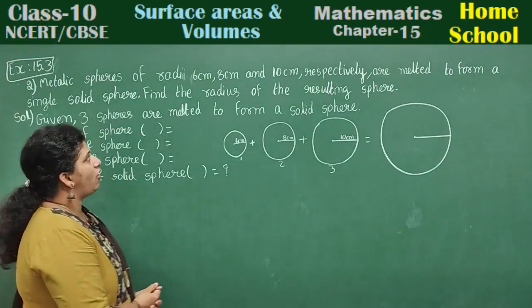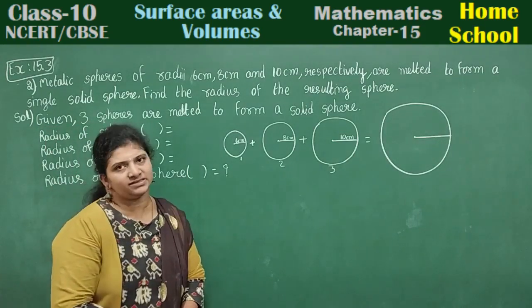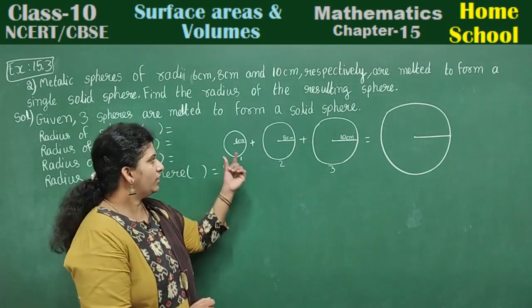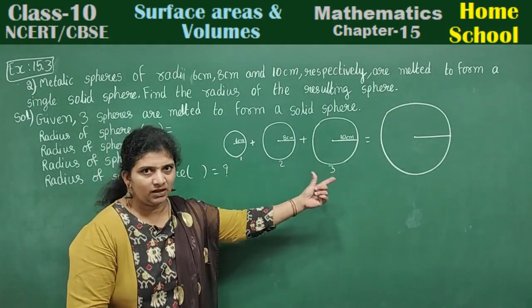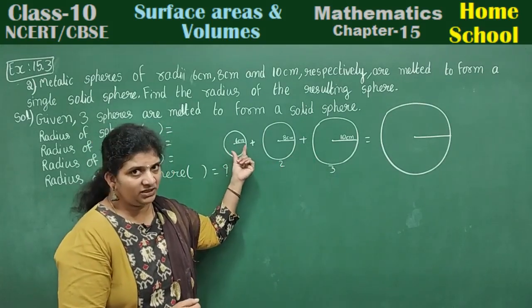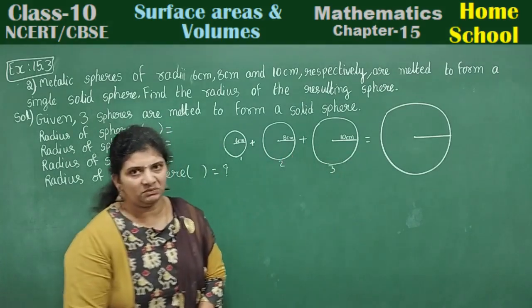Metallic spheres of radii 6 centimeter, 8 centimeter and 10 centimeter. Now imagine 3 spheres. Look here, 3 metallic spheres. First sphere having radius 6 centimeters. Second sphere 8 centimeters. Third sphere 10 centimeters.